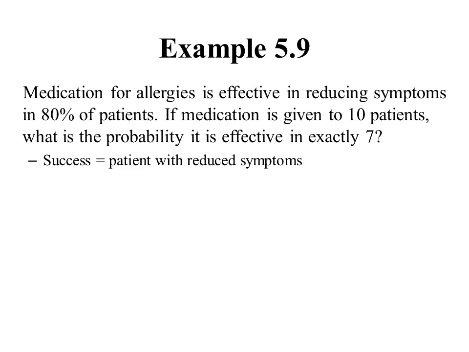Okay. So let's make an observation here. Let's call a success a patient with reduced symptoms. That's what we're interested in. And so we give the medicine to 10 patients. Each patient is a trial, so we have 10 trials. The probability of a success is 0.8 because the medication is effective in 80%. And so this scenario is described by a binomial distribution. We want to know what's the probability of exactly 7 successes.